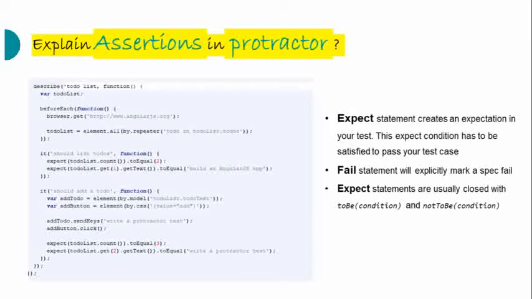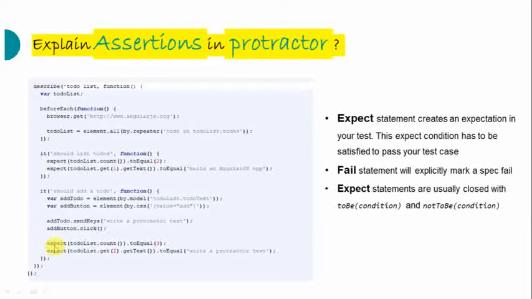Explain assertions in Protractor. The expect statement creates an expectation in your test. This expect condition has to be satisfied to pass your test case. The fail statement will explicitly mark a spec as failed. Expect statements are usually closed with a toBe condition and a not.toBe condition.